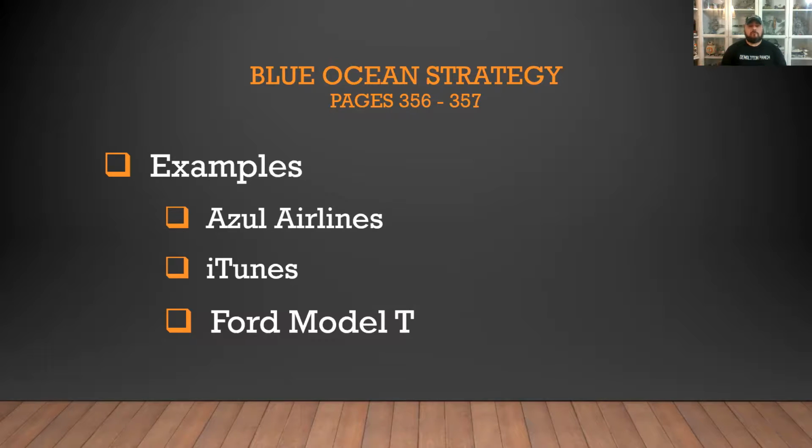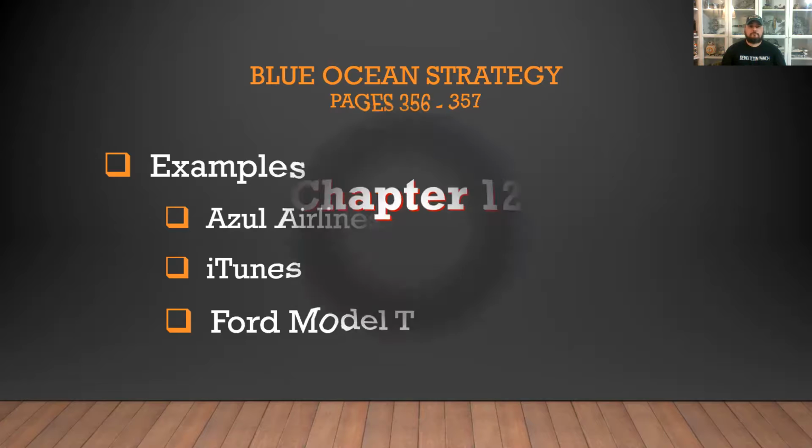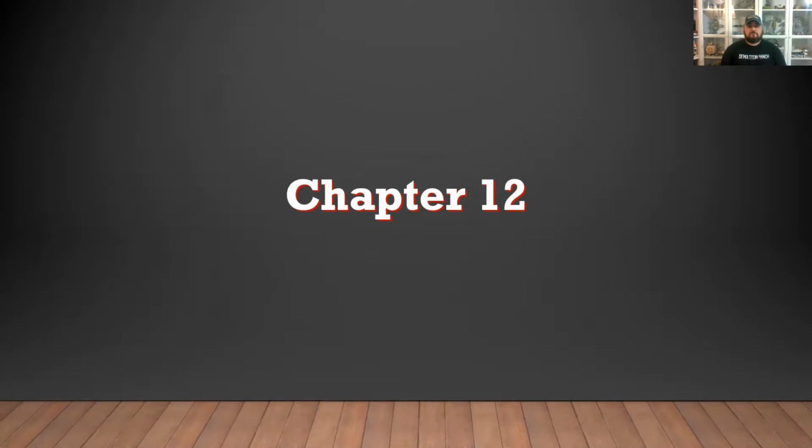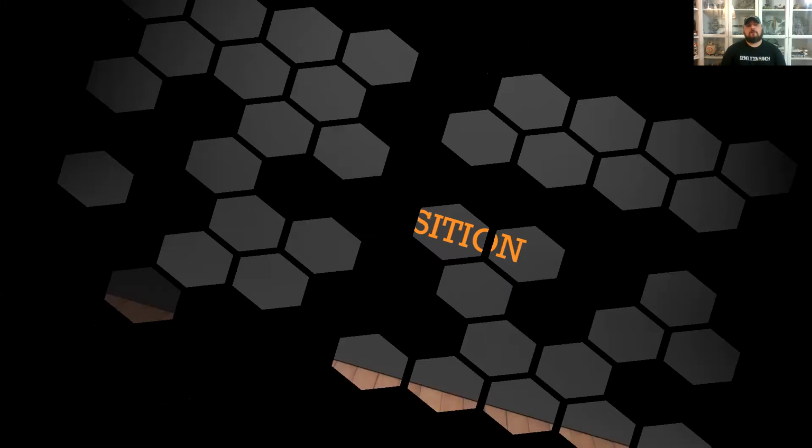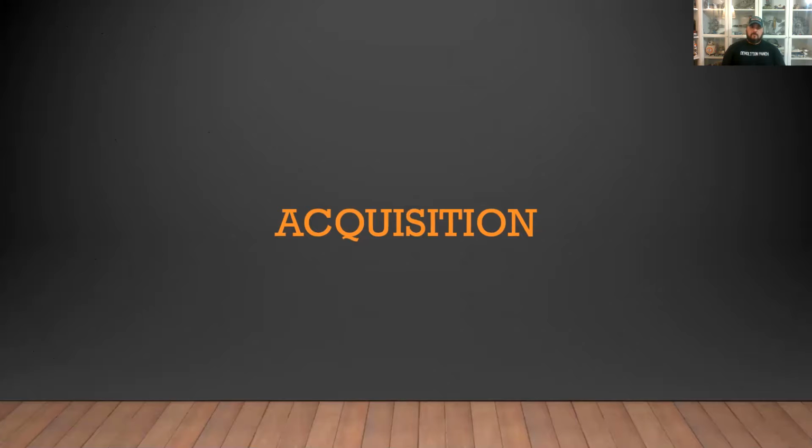It was a very bare bones vehicle, but it also served the market of people that couldn't afford these high-end luxury handmade automobiles. So Henry Ford entered the underserved market of people with a little less money. Because of that, the Ford Model T was able to thrive and dominated the market for years before any competition came along. And finally, moving into chapter 12, we're going to talk about acquisition.